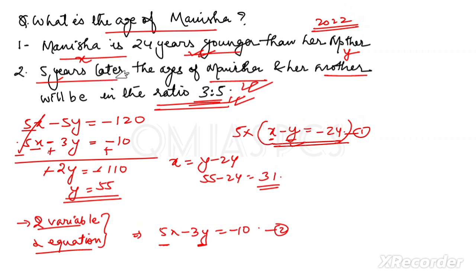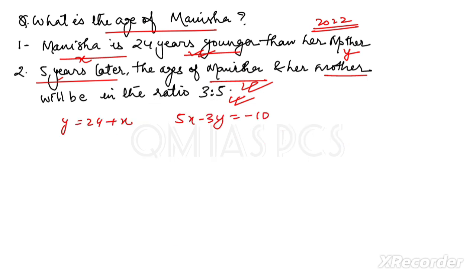Okay, this one is the elimination method. Let's try the substitution method. So in the substitution method, what we have to do is just substitute any value. Here we can substitute the value of y into this place, or you can substitute the value of x into this place. Okay, so here we are substituting the value of y into this place.